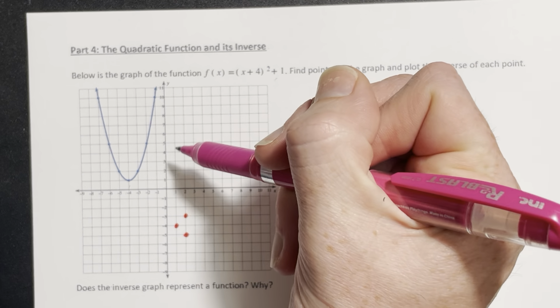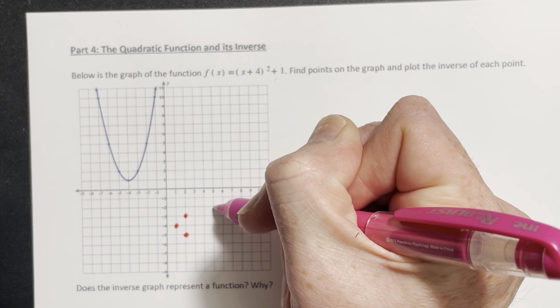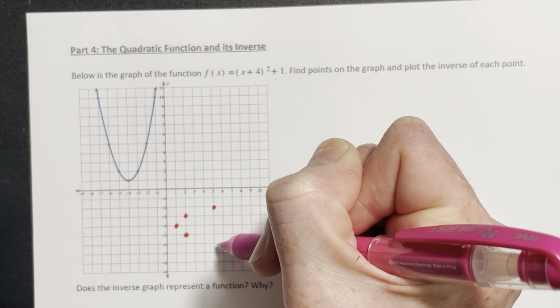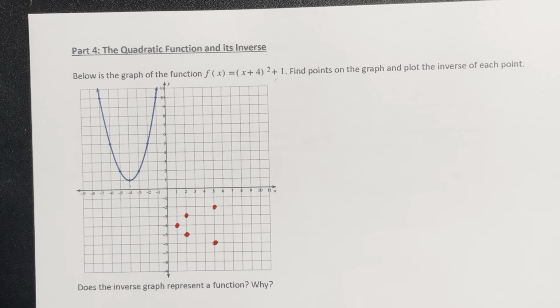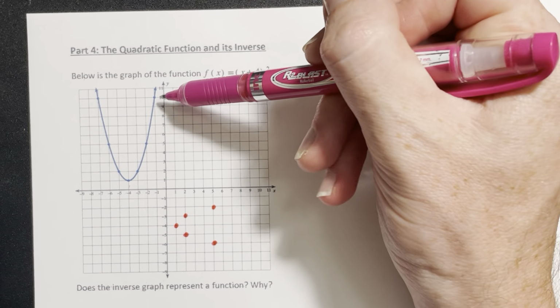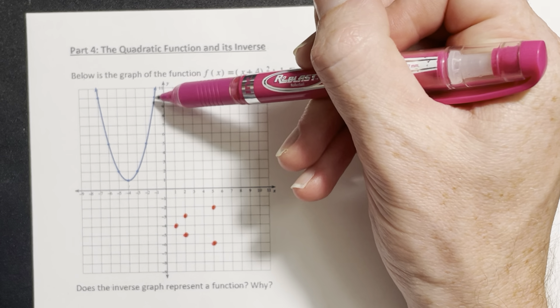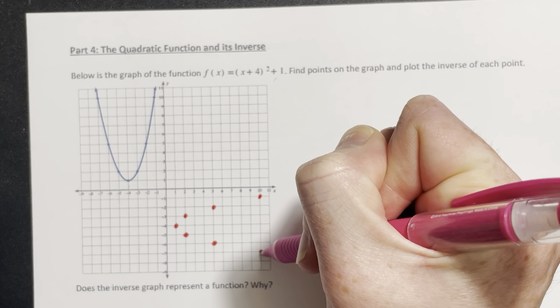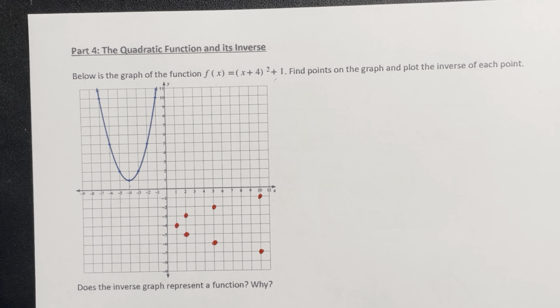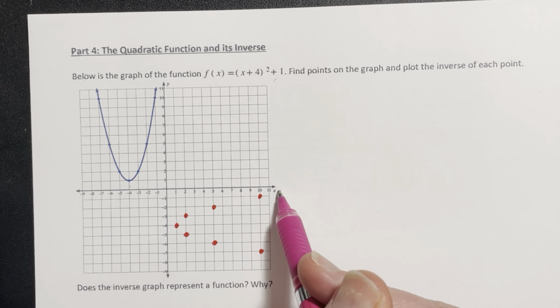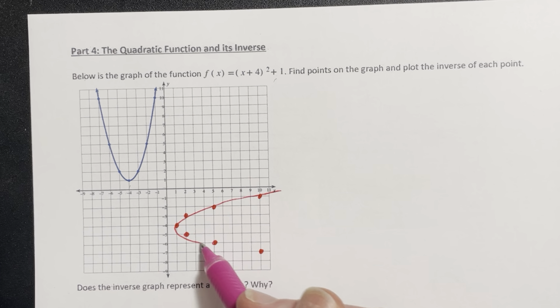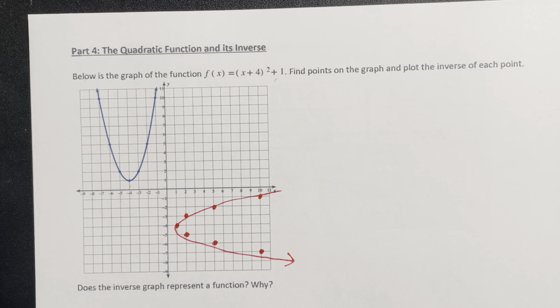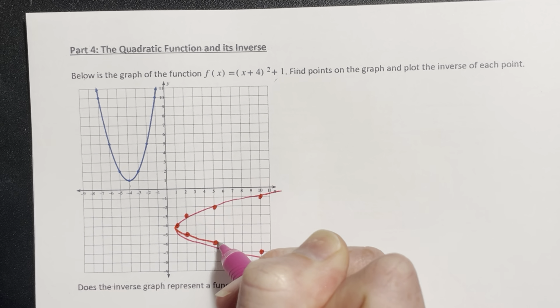So you would have one at (5, -2), and at (5, -6). There was a point up here at (-1, 10), so we have a point at (10, -1), and another one at (10, -7). This inverse graph looks like a parabola, but it is a sideways parabola, and that's not the perfect line.